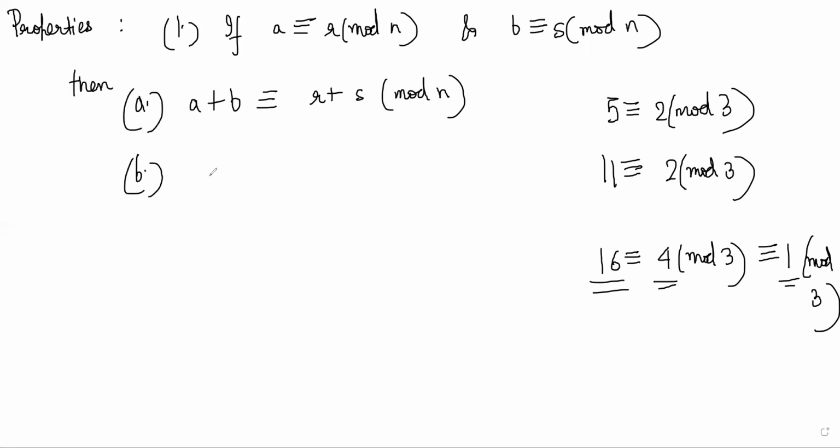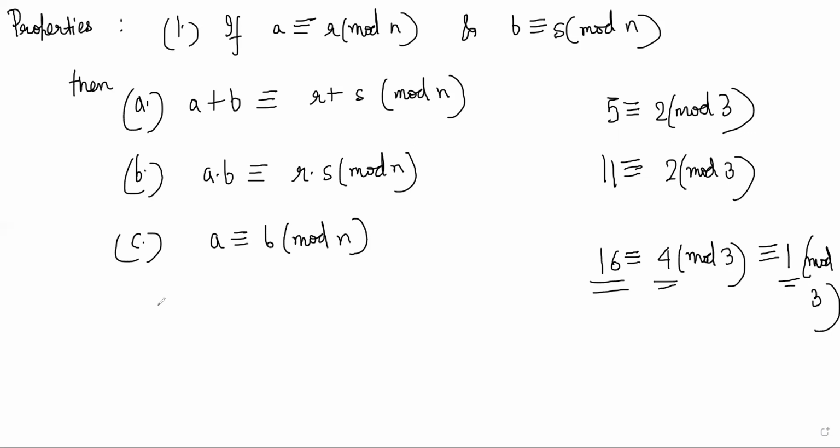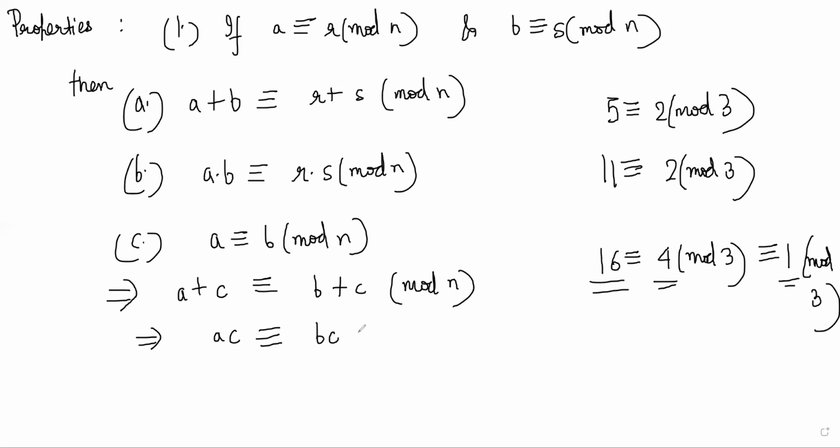The second property would be A times B is congruent to R times S mod n. And another property is, A is congruent to B mod n implies that A plus C is congruent to B plus C mod n. It also implies AC is congruent to BC mod n.